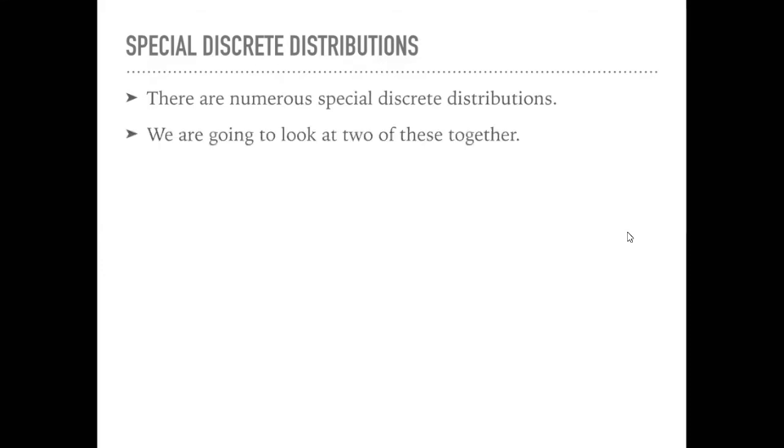As we move into continuous distributions in the next chapter, we're going to start to see that it's always going to follow some sort of formula. And so these special discrete distributions this chapter kind of get us ready for that. So there's numerous special discrete distributions that have names and formulas that they follow. We're going to focus on two of them this chapter. So we're going to focus on the binomial distribution and the Poisson distribution.